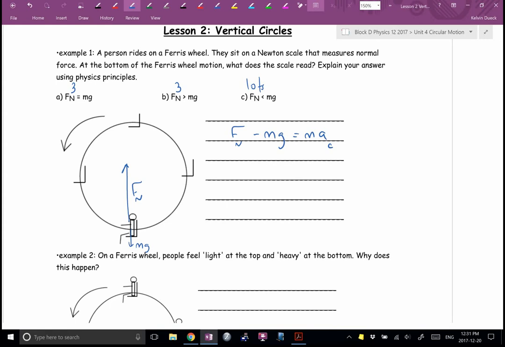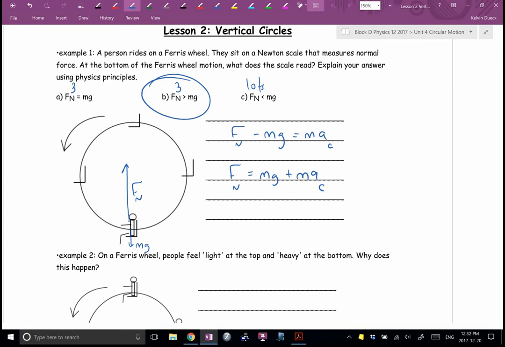B. Both from the free body diagram and also if I get the normal force by itself, how would I get the normal force by itself? So you're going to get Mg plus MAC. If you add something to Mg, you must get a bigger answer than Mg. The next time you're on a Ferris wheel, you will feel slightly heavier at the bottom. Only slightly, because Ferris wheels are pretty tame.